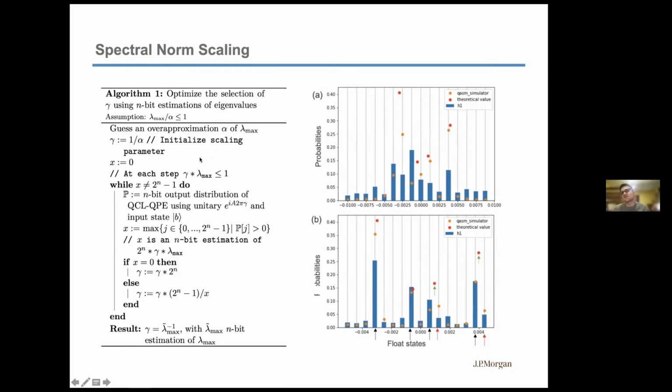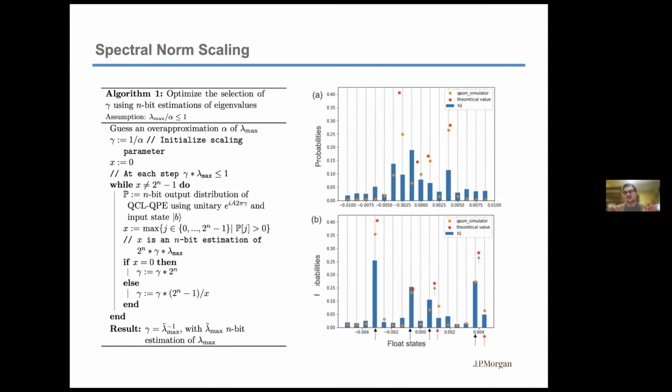What happens here is we start with some initial overestimate, which we'll get to how that's computed. In each step, we perform a QCL-QP in which we estimate this distribution. Again, this involves a classical post-processing technique, which could be exponential, but we now look at the basis state with the maximum probability, so we estimate the maximum probability. If this is 0, this means we are still dividing by too high a number. With QPE, let's say we choose n bits of precision. If all the information we have about the eigenvalues is not in that window, then we divide.